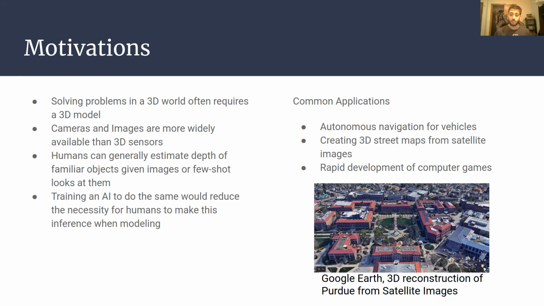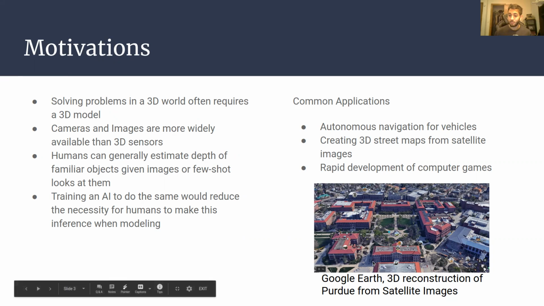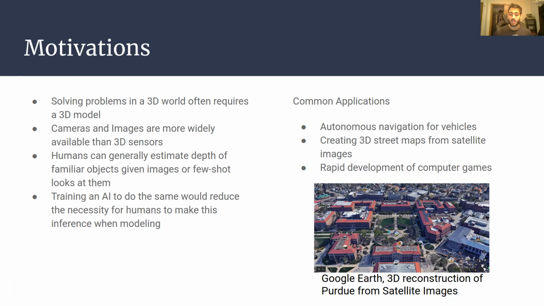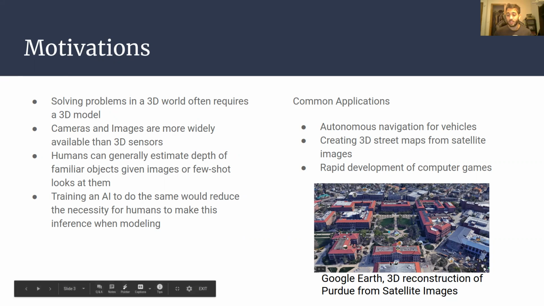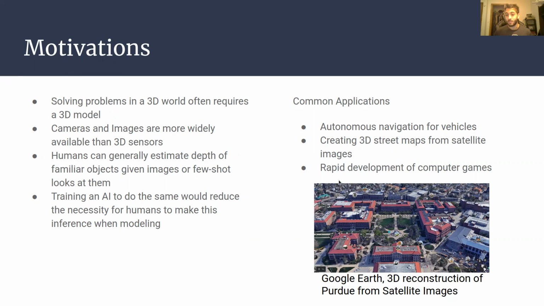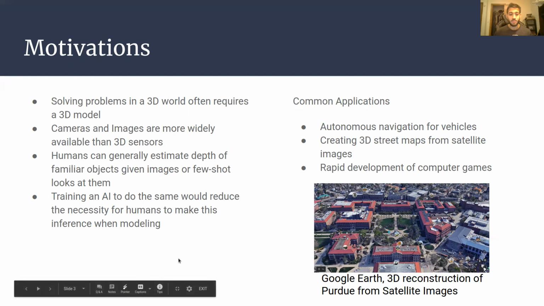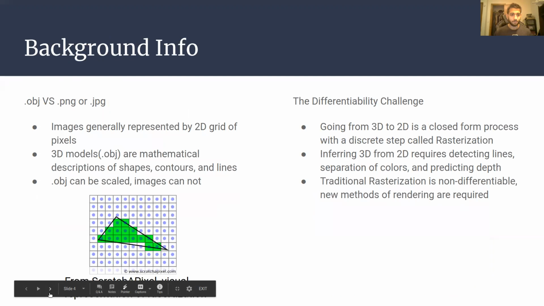Another example that anyone can toy around with is Google Earth. It looks at a bunch of satellite images from slightly different angles of the buildings, mainly from up top though, and is able to reconstruct them in a 3D manner. So here we have, down here, actually the Purdue engineering mall where this happened. And then rapid development of the entertainment industry and computer games, being able to take a picture of something and get a rough model of it in 3D before you go in and polish the details.